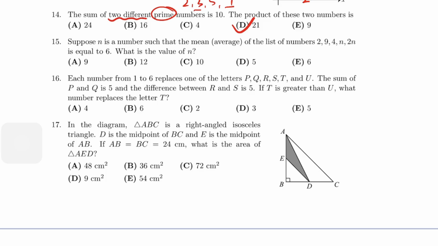Number 15. Suppose n is a number such that the mean average of the list of numbers 2, 9, 4, n, 2n is equal to 6. What is the value of n?